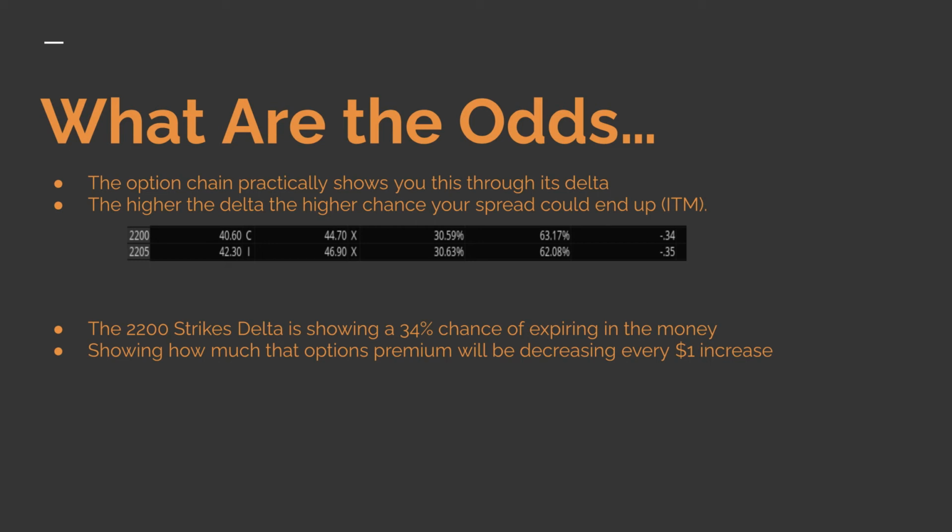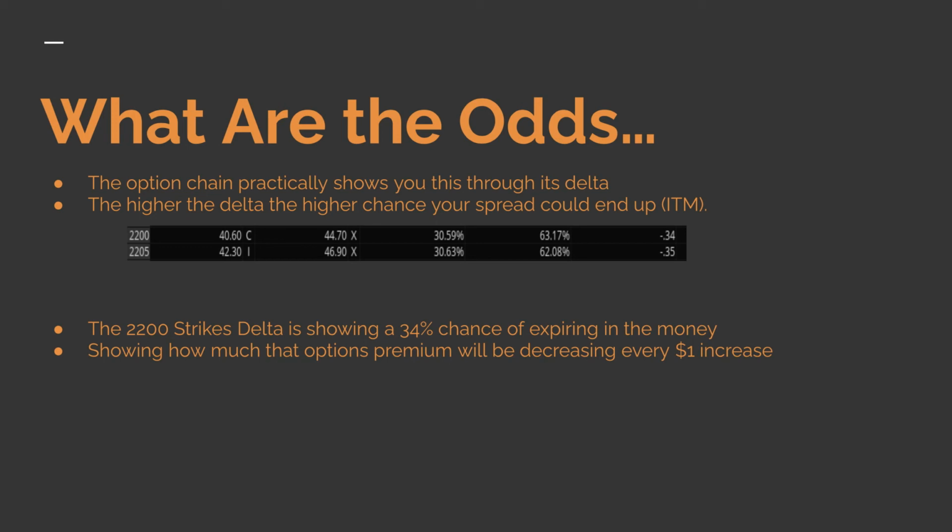So the 220 strike's delta is showing a 34% chance of expiring in the money. The way I know that is because it says negative 0.34. That is showing us a 34% chance of expiring in the money. Also, right next to it, where you see the percentage, you can see the percentage chance of it staying out of the money, which is a 63.17% chance. So, like I said, it's showing how much that option's premium will be decreasing for every $1 increase in the stock's price. Let's keep that in mind.